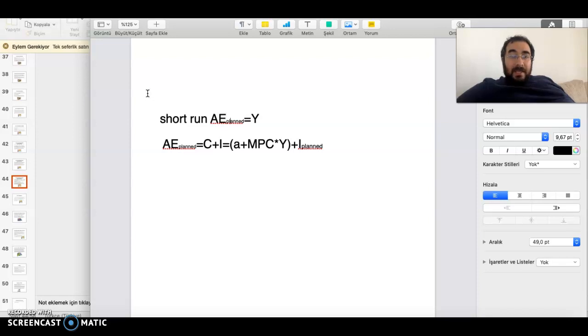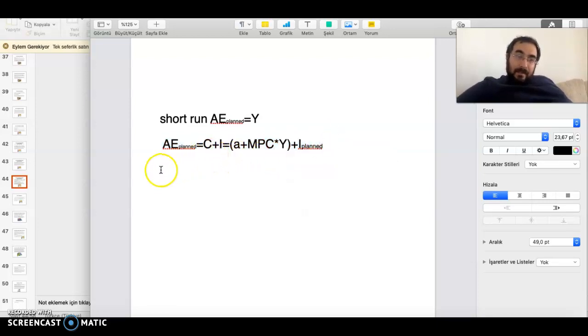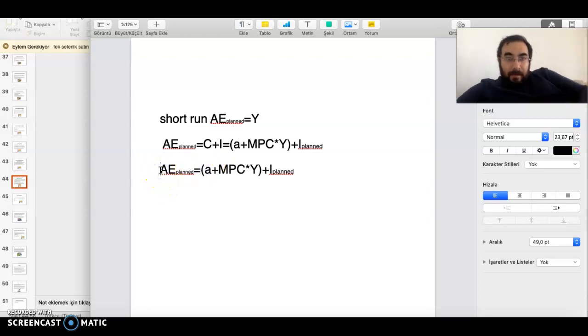In the short run, AE plan and Y are equal to each other, and AE plan is equal to C plus I plan, which is equal to A plus MPC times Y plus I plan. Of course, Y is YD, but here, as I said, we assume there is no government. So this basically means we can take this equation, and we know this is equal to Y.